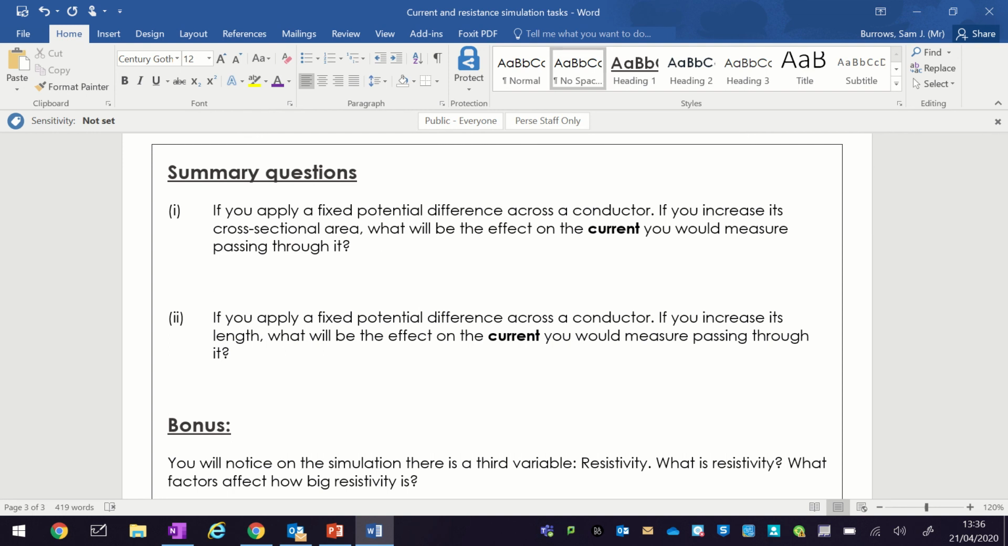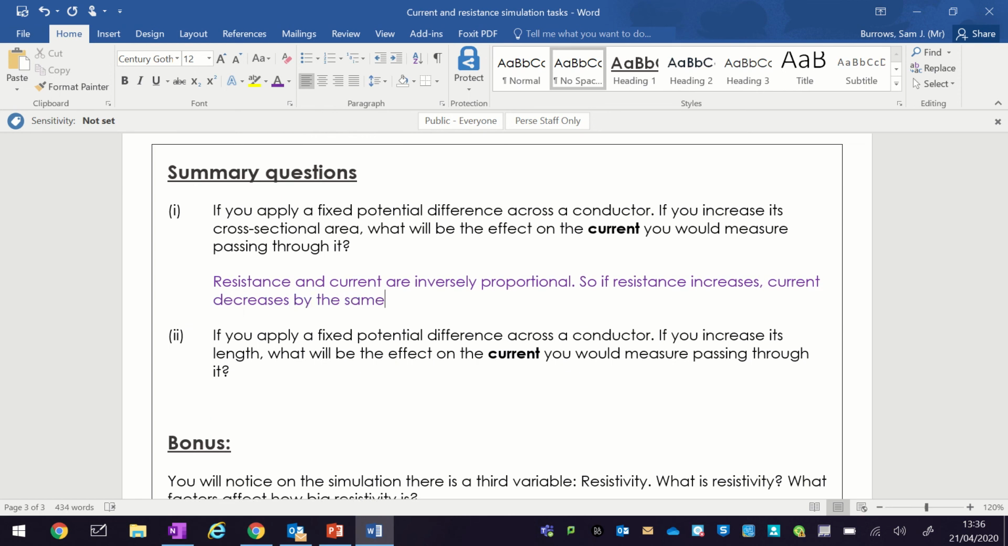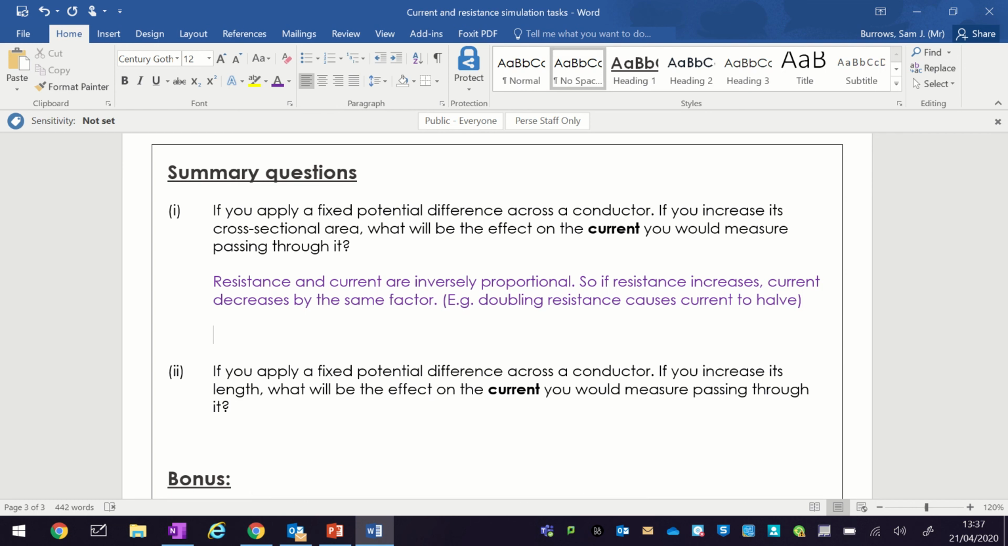The first thing I would say is that if we've got a fixed potential difference, resistance and current are inversely proportional. So if resistance increases, current decreases by the same factor. For example, doubling resistance causes current to halve. The factor here is 2. So if we multiply resistance by 2, we cause current to be divided by 2.